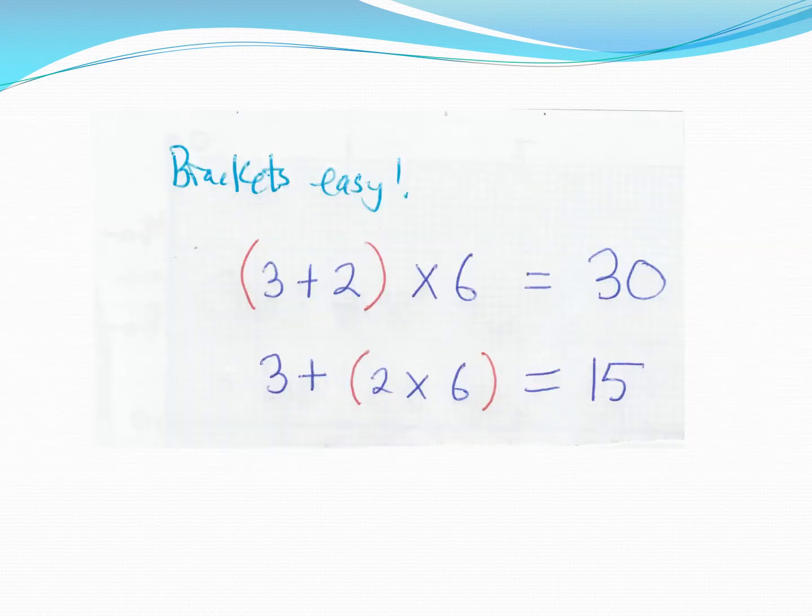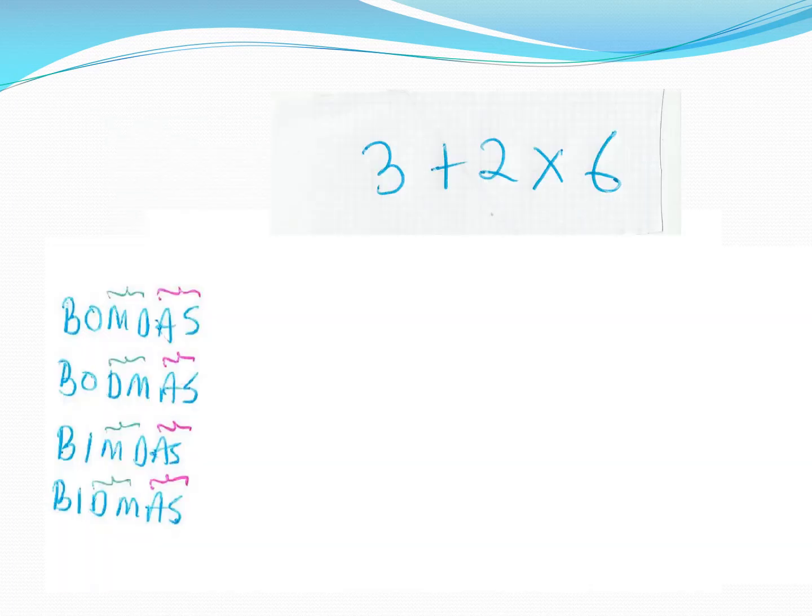So the first thing is brackets are easy. In these two examples, in the first example we have 3 plus 2 in a bracket is 5, times 6 is 30. So no problem with that. The next one, 3 plus, and inside a bracket 2 times 6, 3 plus 12 is 15. So the bracket usually guides us as to what we do. When you see brackets, just work out what's inside the bracket first and then carry on.